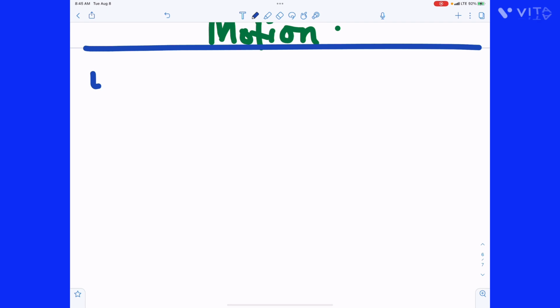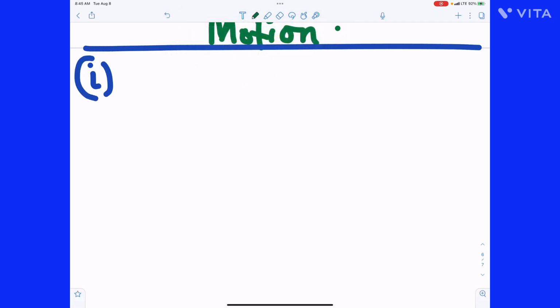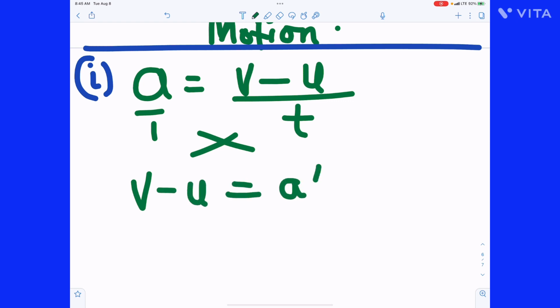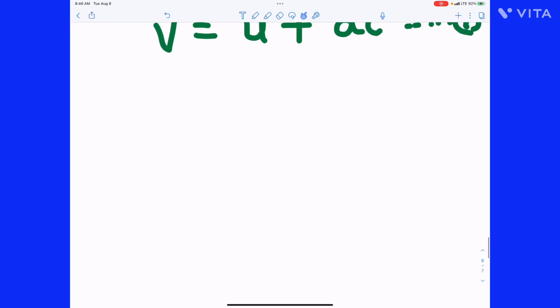First, equation 1. The first equation in linear motion is derived from the definition of acceleration. Acceleration is change in velocity per unit time. So from here, if I put 1 under this and cross multiply, I'm going to get v minus u is equal to at. If I take minus u to the right, it will become plus u, and I get v is equal to u plus at. That's the first equation of linear motion.